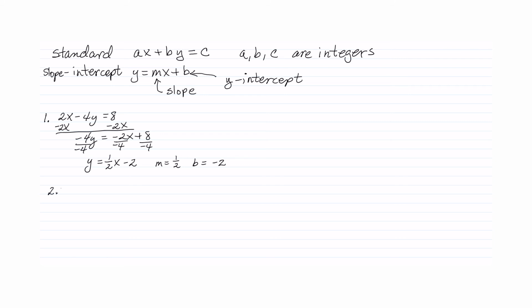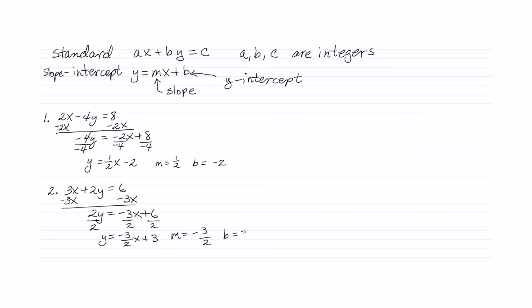So let's do another example. If we had 3x plus 2y equals 6, then we can subtract our 3x from both sides, giving us 2y equals negative 3x plus 6. Then we divide everything by 2 in order to get y all by itself. So we're going to be left with y equals negative 3/2 x plus 3. So our slope is negative 3/2, and our y-intercept is going to be at 3.